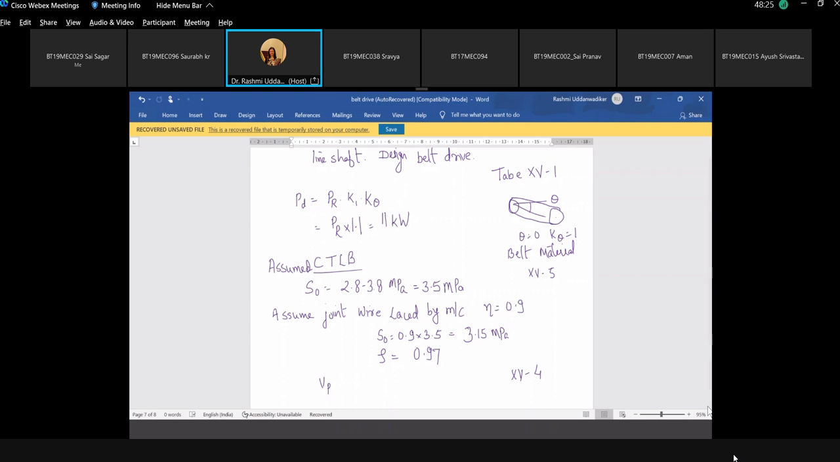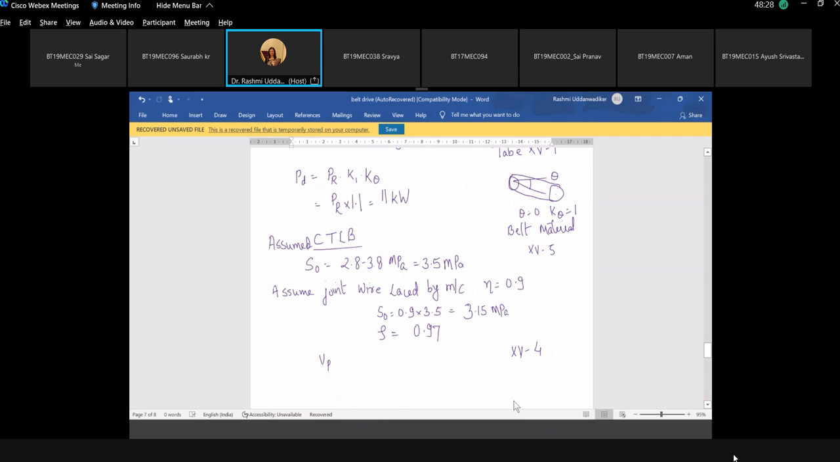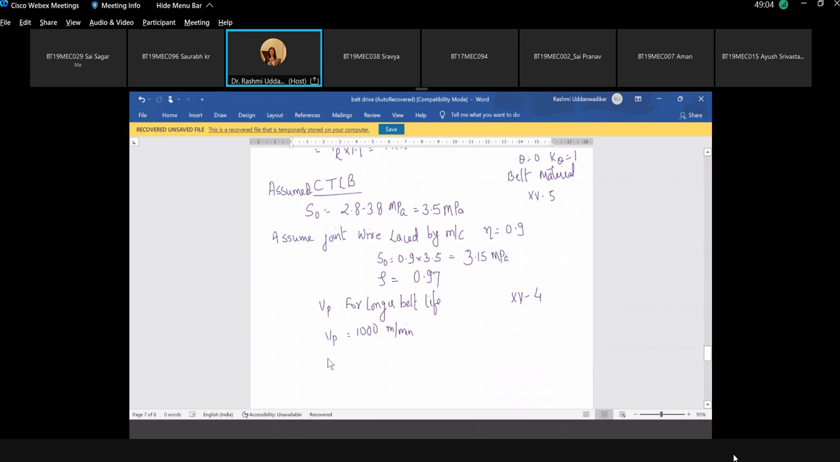So we have to decide whether we want to go with maximum power and economy or for longer belt life. Say I want longer belt life. If you want for economy and maximum power, you can go with that. For longer belt life, I am assuming this in the range of 900 to 1200. Let me take it as 1000 meter per minute, which makes the calculation easy. Why do we need to assume this peripheral velocity? Since nothing is given, this peripheral velocity will now give me at least a diameter of one pulley.